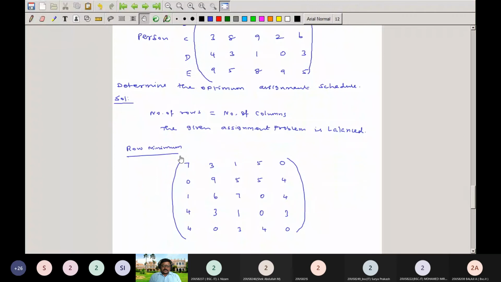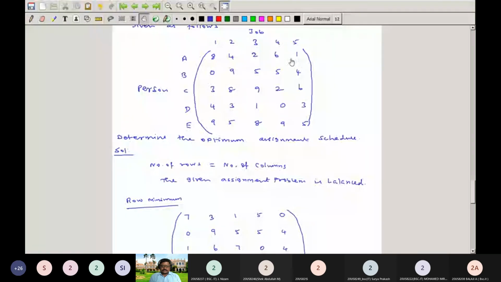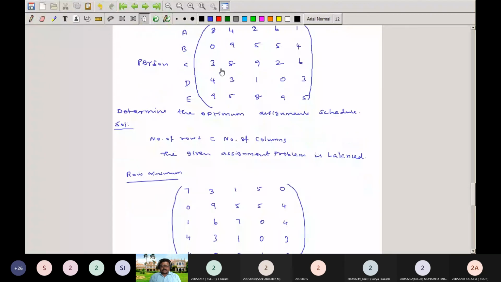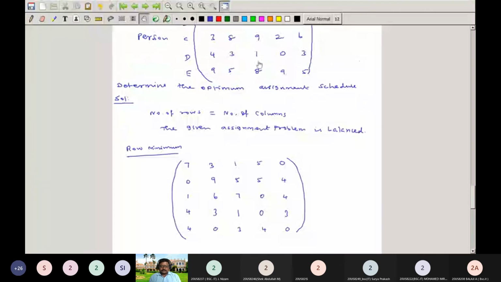First step, row minimum. First row minimum value 1, so subtract it from all the values in row 1. Second row minimum 0, subtract from all the elements in the second row. Third row minimum value 2, subtract from all the values in row 3. Fourth row minimum value 0. Fifth row minimum value 5, subtract from the row elements. So we get the row minimum. Next, find the column minimum.